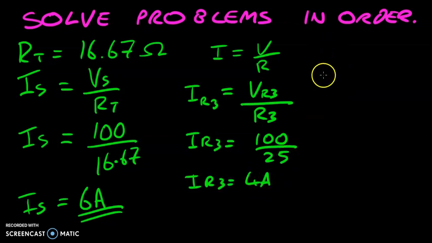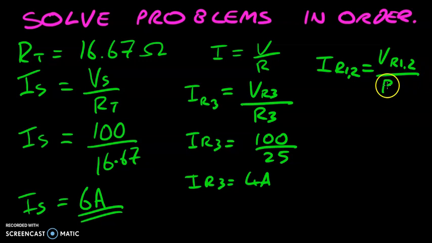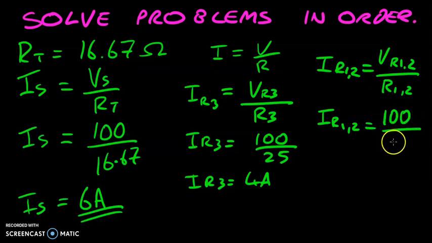Okay, let's look at the next one. IR1,2. So it's the current passing through those two resistors. So it's the voltage across those two resistors, and of course those two resistors as a series part of the parallel circuit have the supply voltage across them. Which means we're going to have the total resistance of those, R1 and R2 added together. So IR1,2 is equal to 100 volts of supply voltage over those total resistances, which is 50 ohms. IR1,2 equals, well, funnily enough, 2 amperes, and that's good.